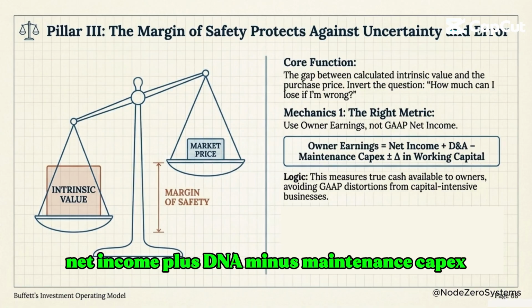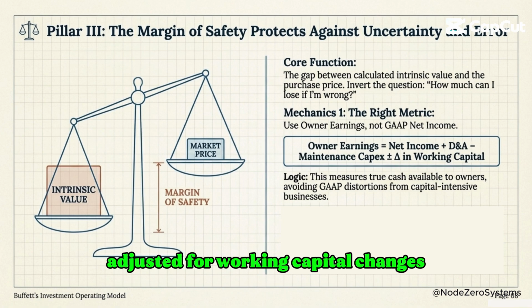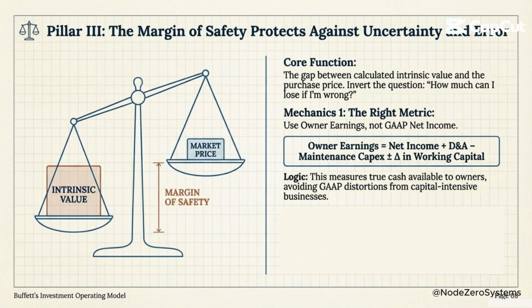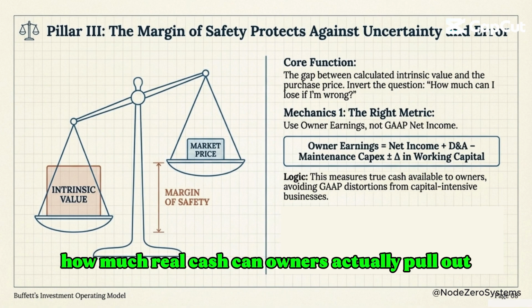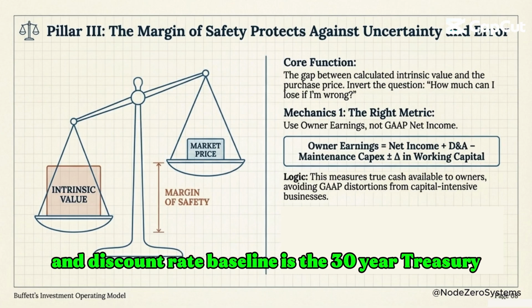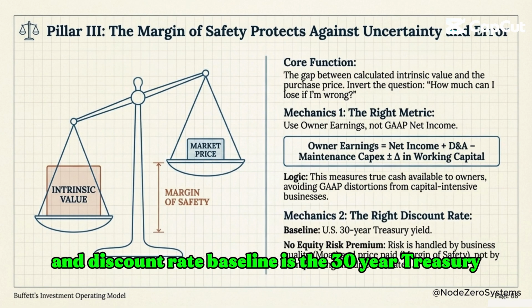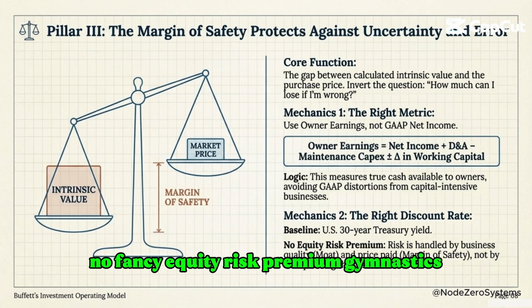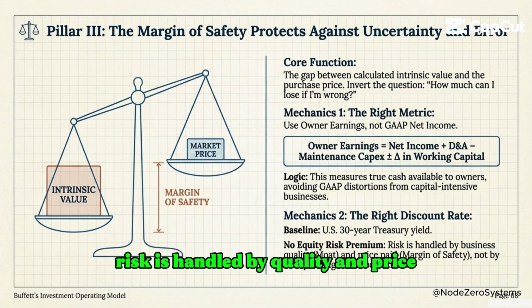Then we get the metric most people skip because it's mildly annoying, owner earnings. Net income plus D&A minus maintenance capex, adjusted for working capital changes. Translation, how much real cash can owners actually pull out? And discount rate. Baseline is the 30-year Treasury. No fancy equity risk premium gymnastics. Risk is handled by quality and price.